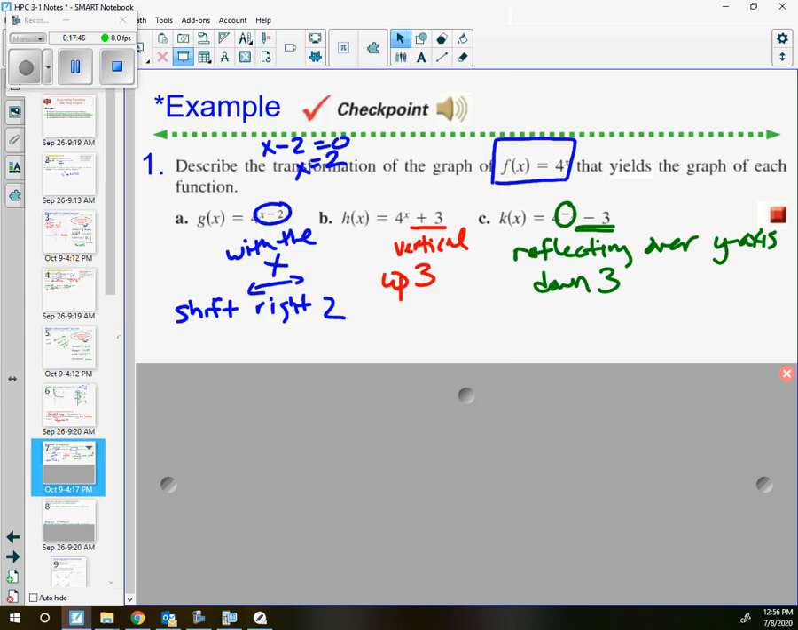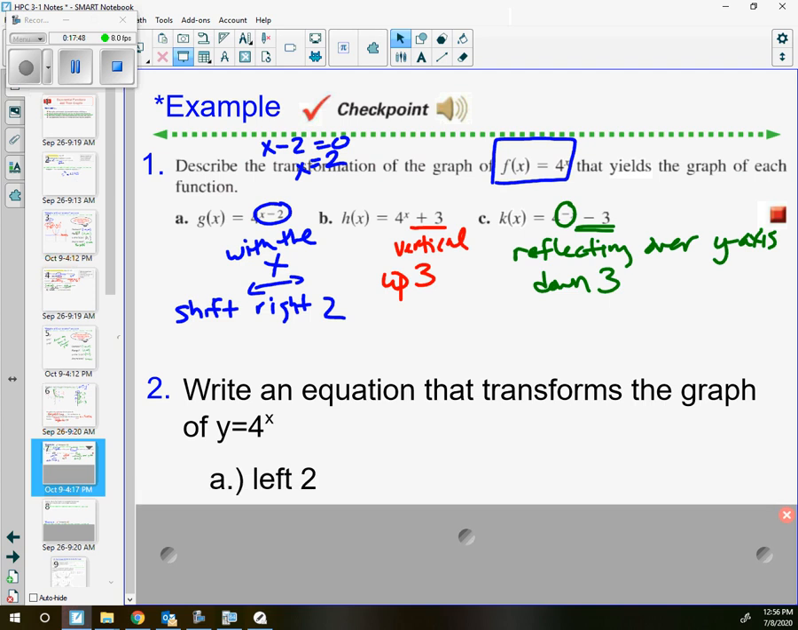All right, so now I'm going to have you go the other direction. I want you to write an equation for me of 4 to the x that goes left 2. Pause the video, see what you come up with. Check your guess on your calculator and see if you are correct. All right, so we're going to make up a new function. We're going to do m of x. And we want to go left 2.